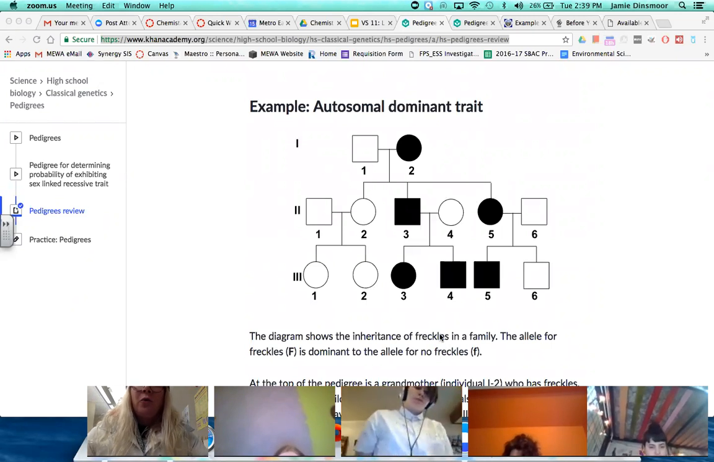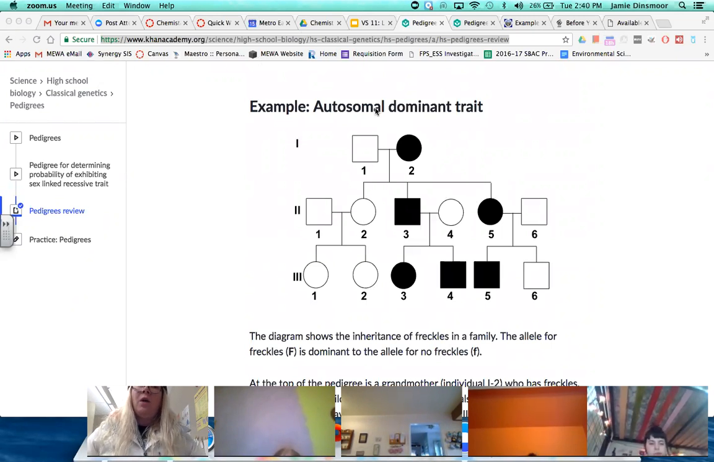So this one is showing the inheritance of freckles. The allele for freckles is dominant to the allele for no freckles. So this is a family. The first thing you want to do, which they already told us up here, is figure out what kind of trait this is. Is it autosomal, meaning it's on a regular autosomal chromosome? Is it sex-linked, where it might be on an X chromosome? Is it recessive? Is it dominant? Is it causing people to die? Those are all things that we can look at right off at first glance.